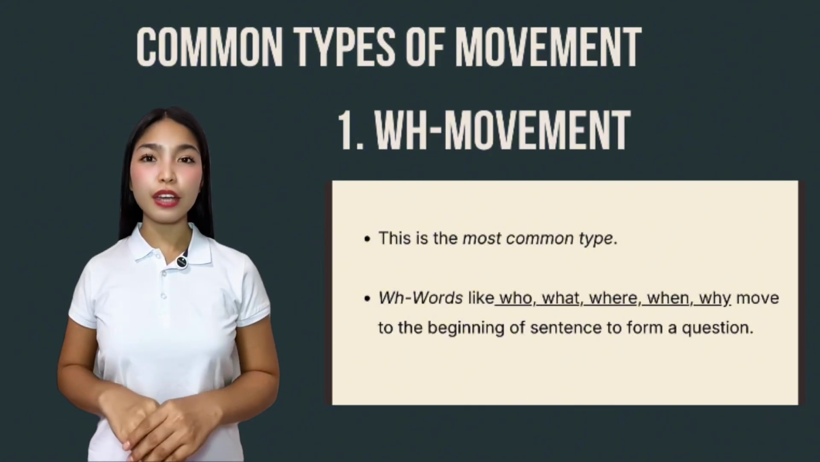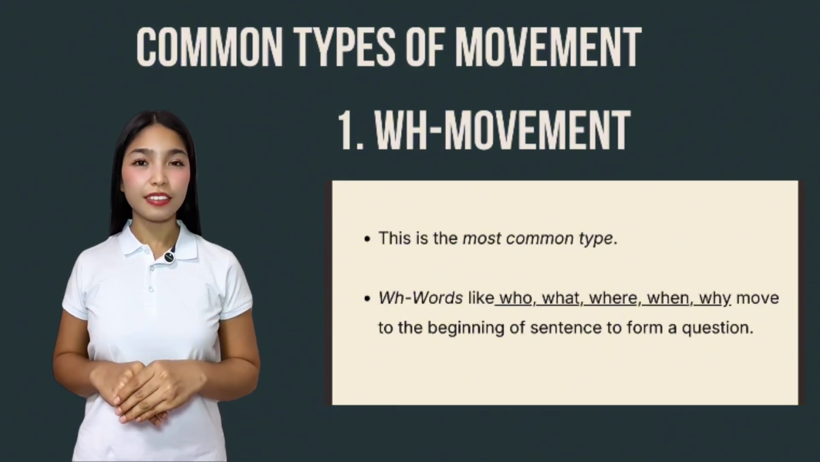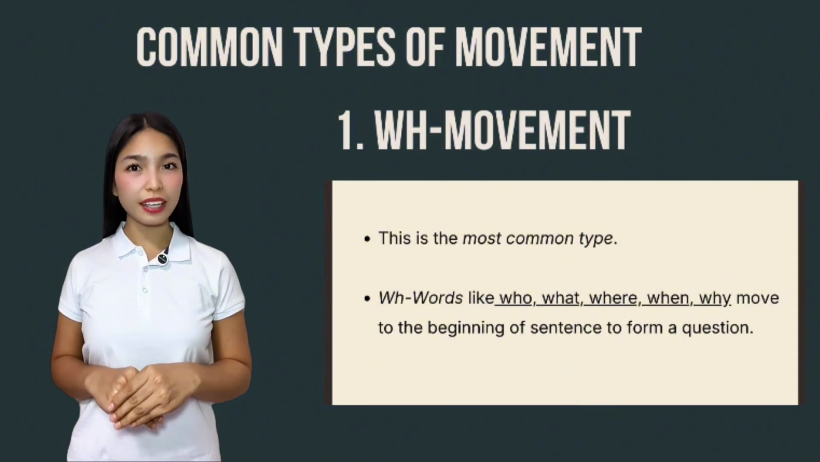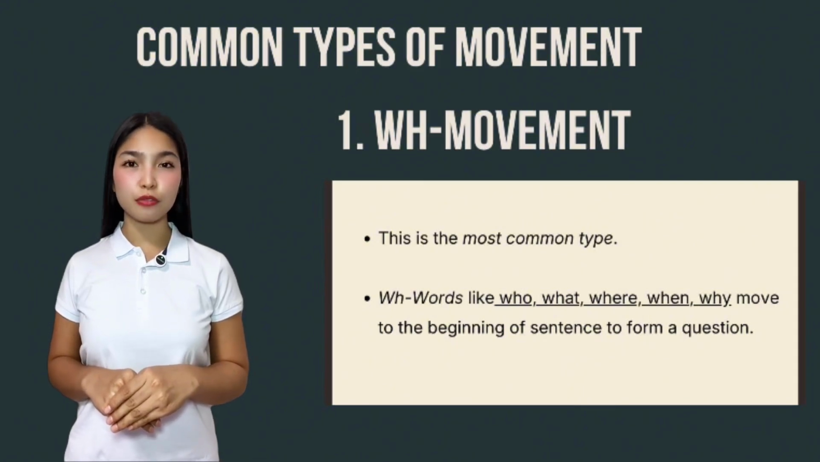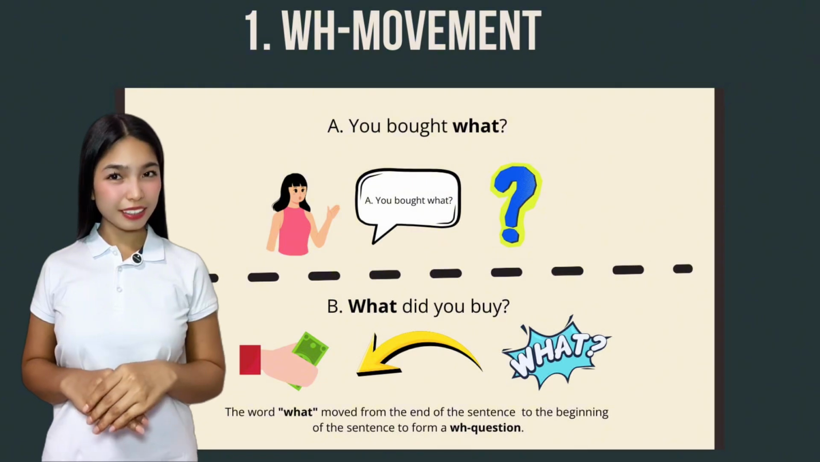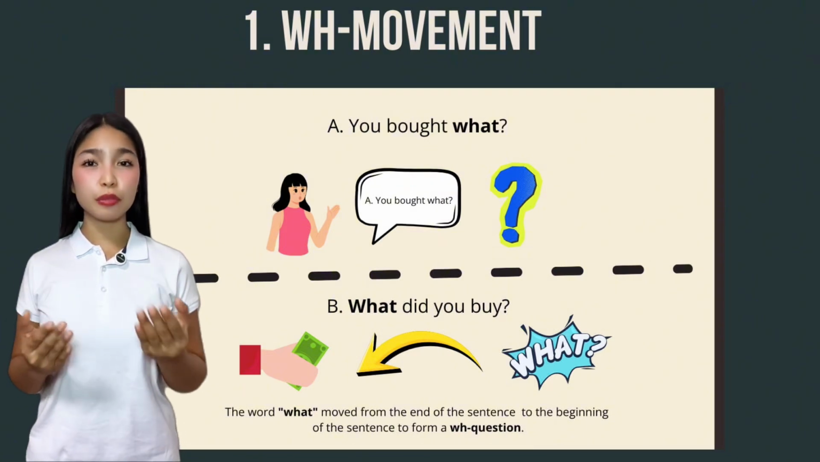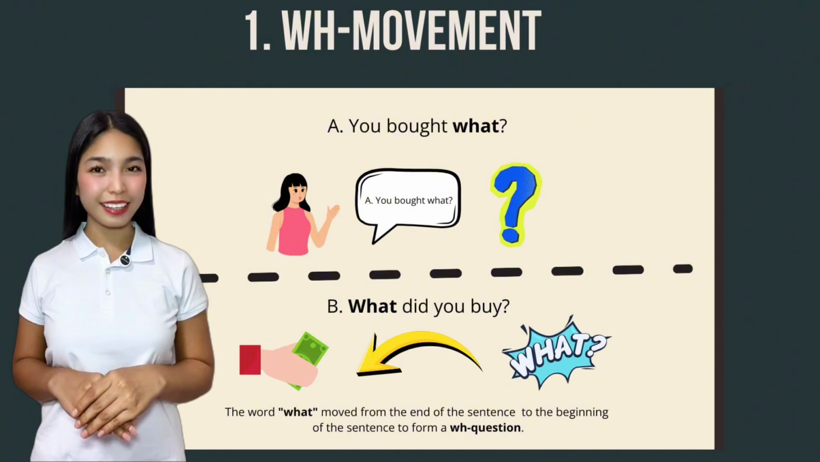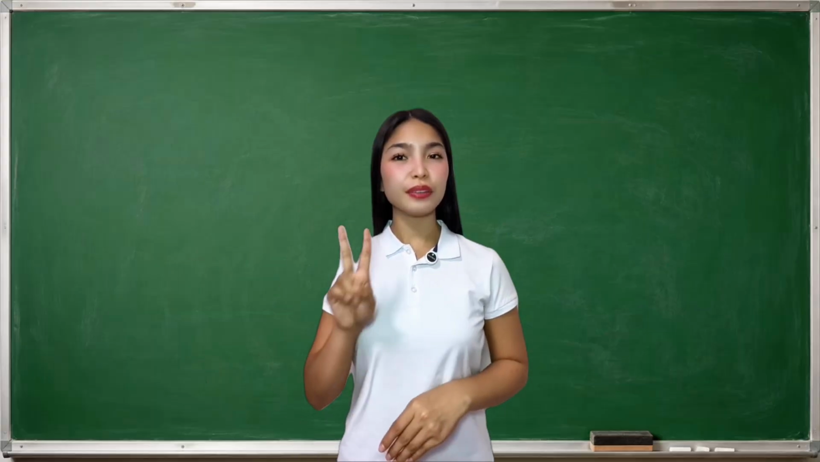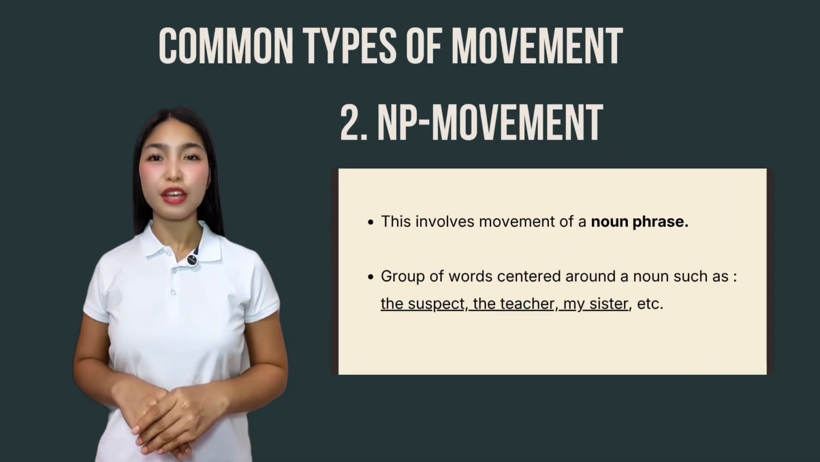Number one, WH movement. So this is the most common type of movement in English. This happens when WH words such as what, where, who, and why move to the beginning of a sentence to form a question. So let's take a look at this example. You bought what? After movement, it becomes what did you buy? So the word what moves from the end of the sentence to the beginning, and this is why it is called WH movement.